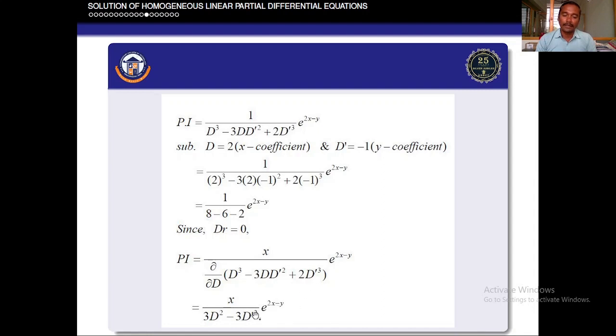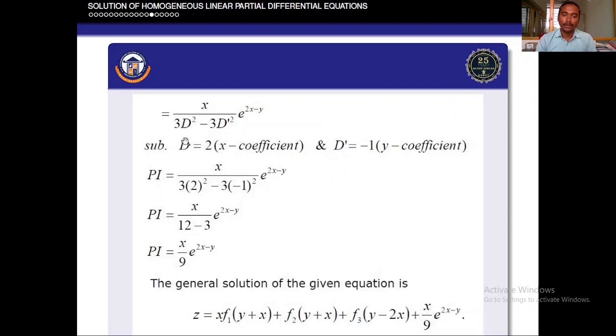Again D and D dash terms repeat. So this is an exponential function, so we can repeat the same procedure. That means substitute D equal to x coefficient and D dash equal to y coefficient. So here replace D by 2 and D dash by minus 1, which gives the value as x by 9 into e power 2x minus y. So all the D terms in the particular integral are cancelled, which is the final particular integral value.